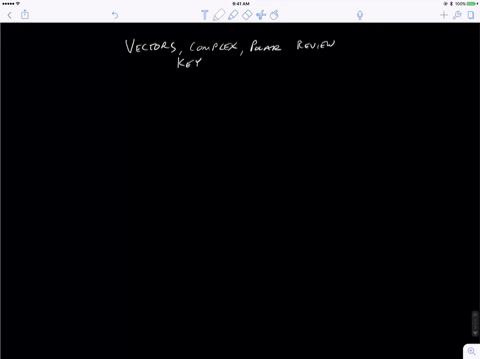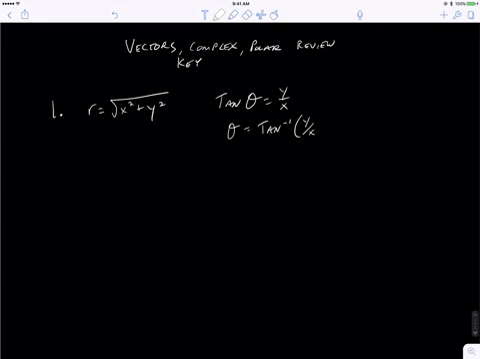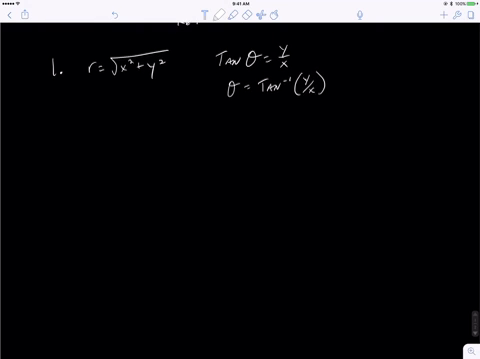Okay. So number one's asking us to convert from rectangular to polar. So I'm going to need a couple things. That would be if we had polar and we're converting to rectangular. I want r equals the square root of x squared plus y squared. And then I want to use the tangent of theta equals y over x. So then I would solve that for theta by saying theta equals the inverse tangent of y over x. So those are the two things I'm going to use.